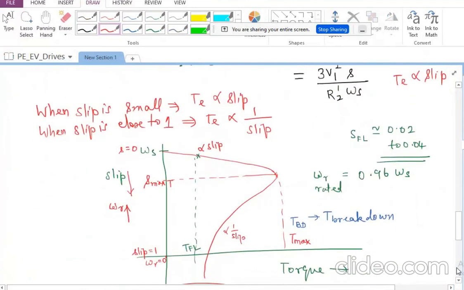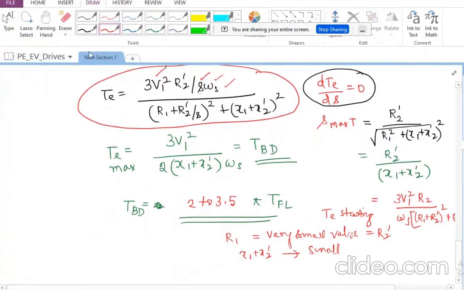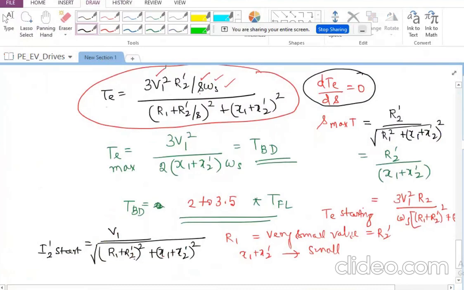So during starting, I'm going to have the starting current, that is going to be V1 divided by the square root of (R1 plus R2 dash) the whole square plus (X1 plus X2 dash) the whole square. And because R1 is small, R2 dash is small, X1 is small, X2 dash is small, I2 starting is going to be really, really large. So this can be as high as 5 to 8 times I rated or I full load.